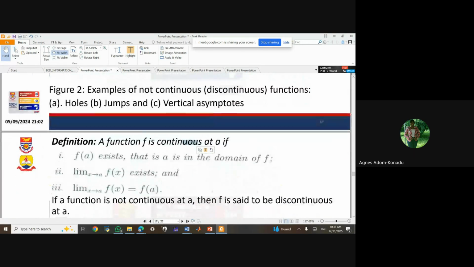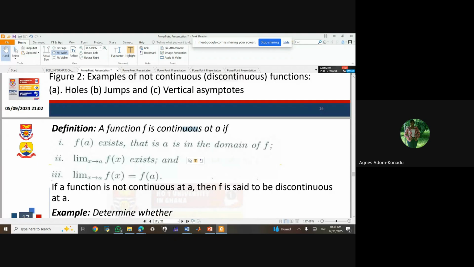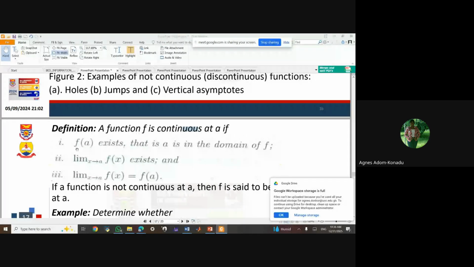But what if you are not given a graph and you are given the function? When you are given the function, this is how to find out if it is continuous or not. First, you substitute your a into the function. So you check if f of a exists, that is, if a is in the domain. Then two, you have to find the limit as x approaches a of f of x. If the limit exists, you put it down.